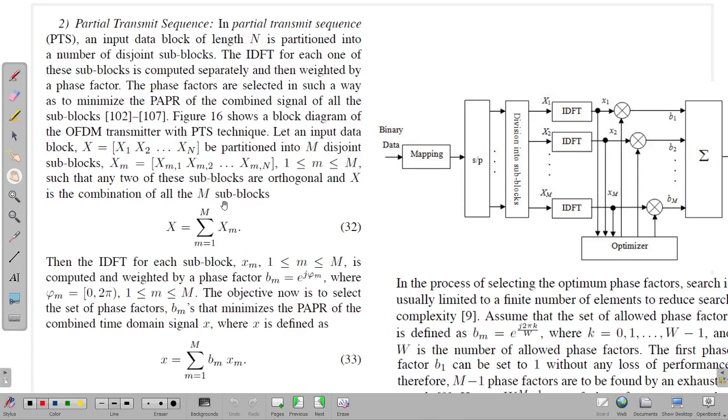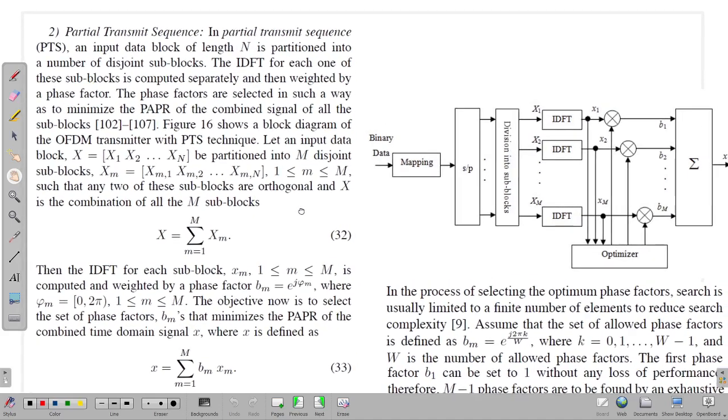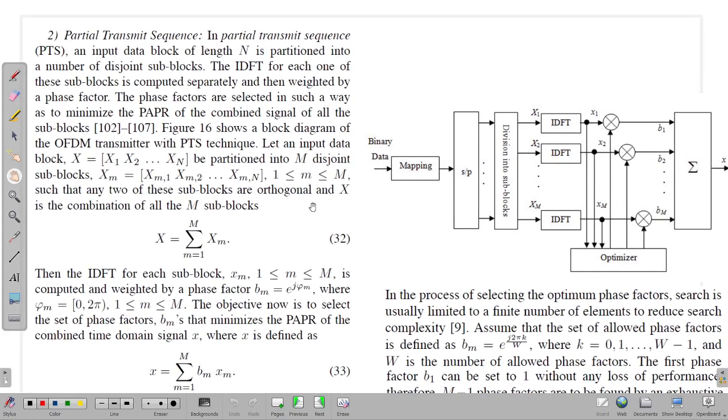The next method we are going to learn is partial transmit sequence, which is not as computationally extensive as SLM. Partial transmit sequences, short form PTS. PTS is not so complicated a method, but PTS again has its associated complexities. We'll see how this is done.